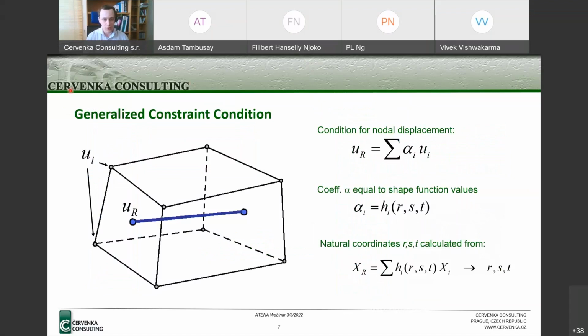The displacements and the nodal coordinates of the reinforcement are bound with the surrounding concrete with some shape functions, and their displacement can be expressed as a linear combination of the displacements of the nodes of the surrounding concrete. This is just to show some background, what is happening, and how to determine the displacement during the solutions.